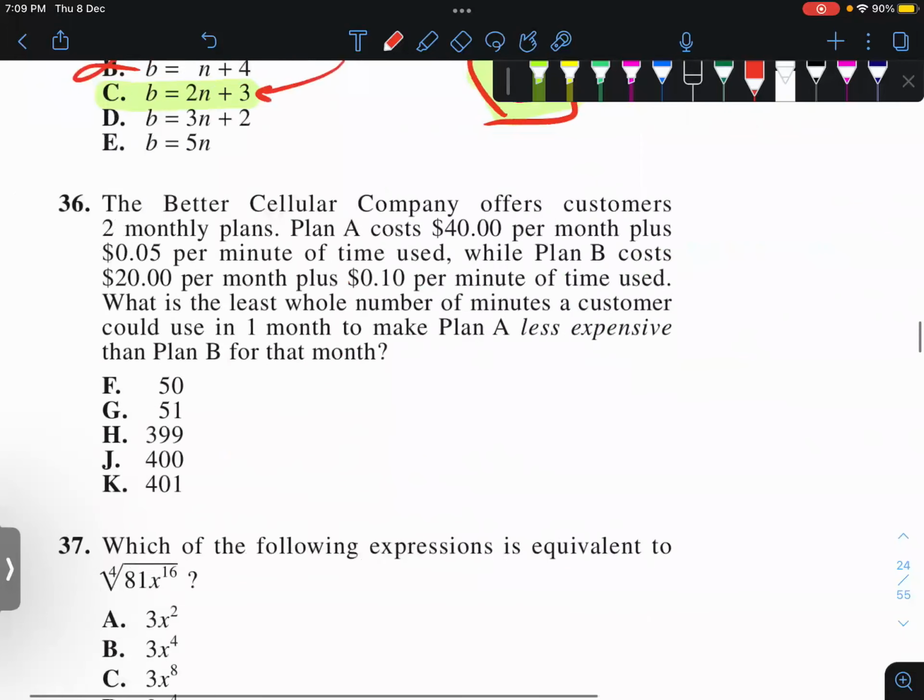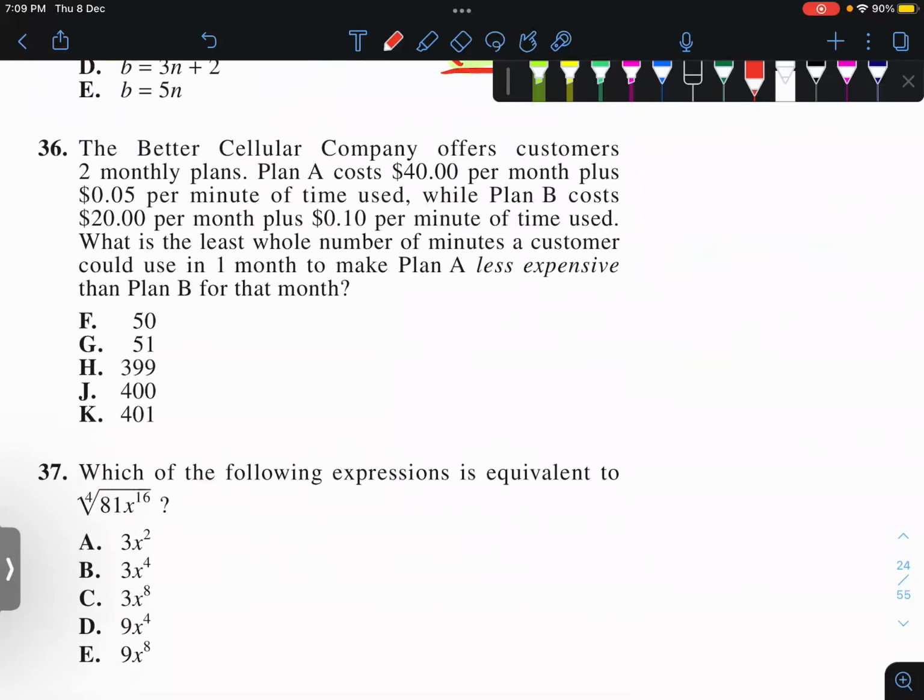Number 36. A cell phone company offers customers 2 monthly plans. Plan A costs $40 per month plus 0.05 per minute of time used, while plan B costs $20 per month plus 0.10 per minute of time used. What is the least whole number of minutes a customer could use in 1 month to make plan A less expensive than plan B? Less expensive, يعني it's 40 plus 0.05x, and it's 20 plus 0.10x.